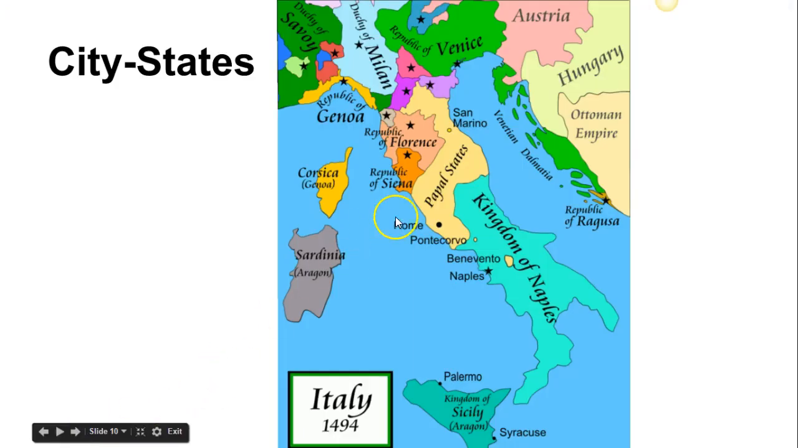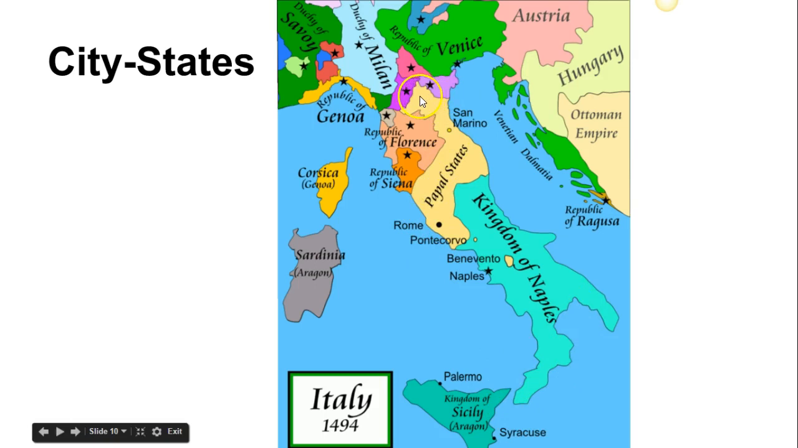And here's a map of those city-states. You have the Republic of Florence here, and this is where the Renaissance started. You have Venice up here, Sardinia, you got Naples down here, and Sicily. Okay, and this all makes up what is modern-day Italy.